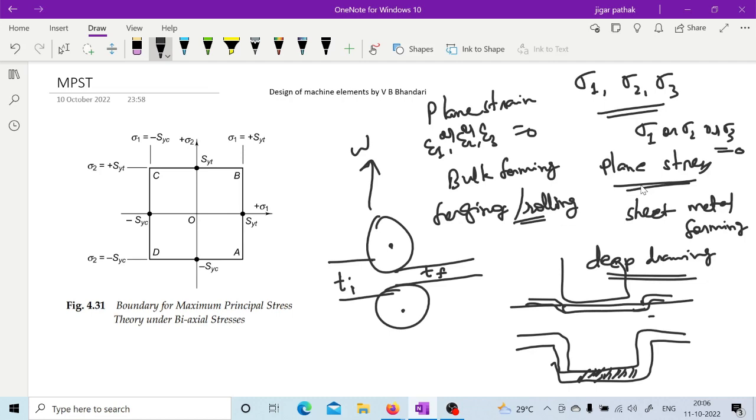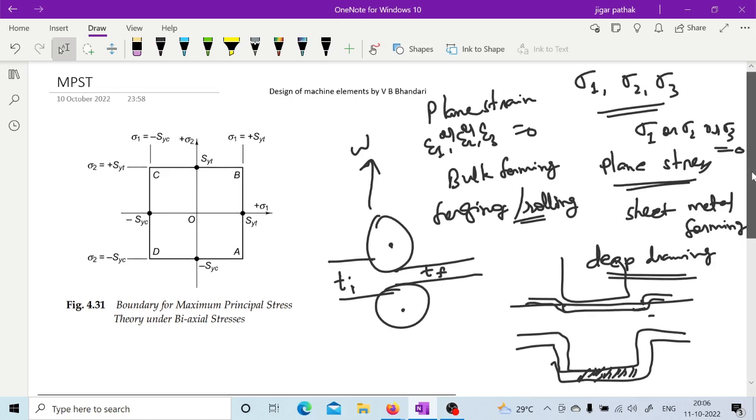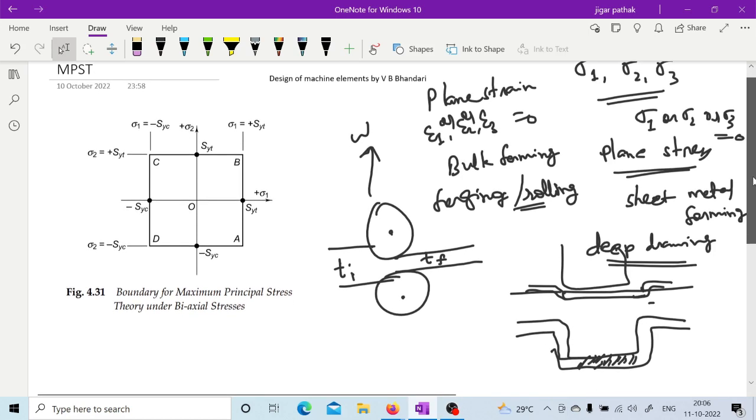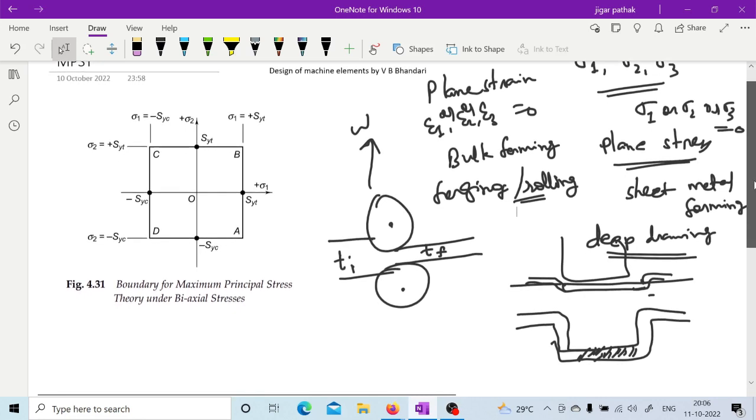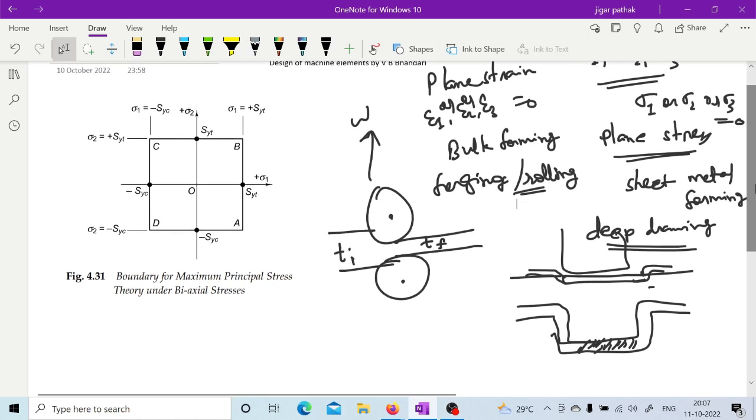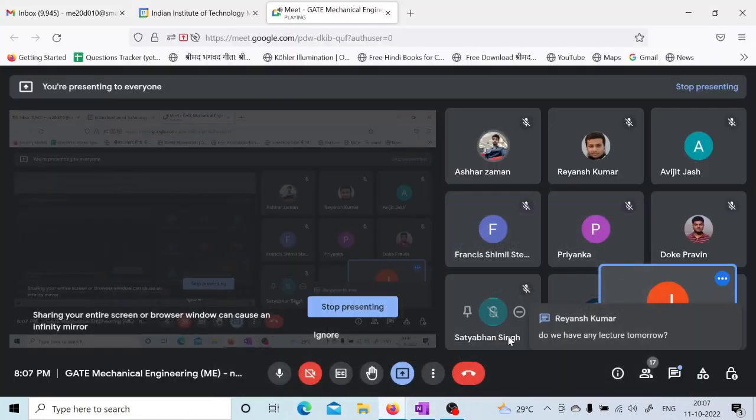Sir, in deep drawing, won't there be any shear stress? In deep drawing, I don't think so. There is. Sir, because if there is sigma x and sigma y, then according to the formula, shear stress should have a magnitude. See here, shear stress will not be there in case of deep drawing, I guess, because tensile and compressive stresses will be there in case of deep drawing, right?